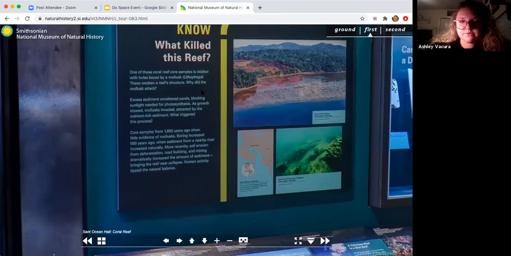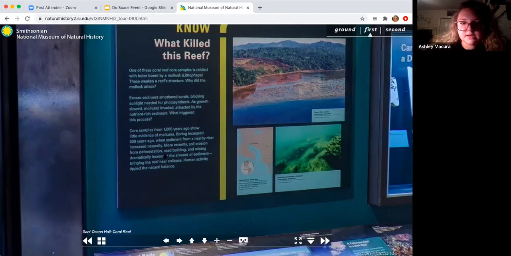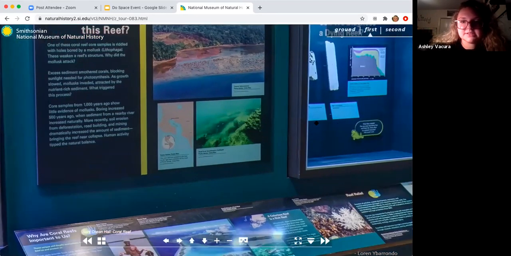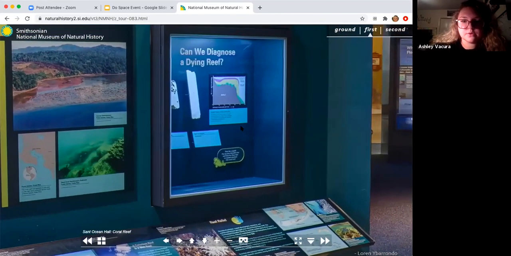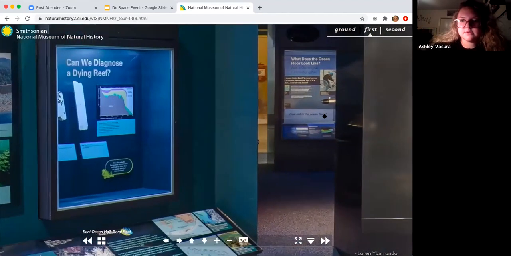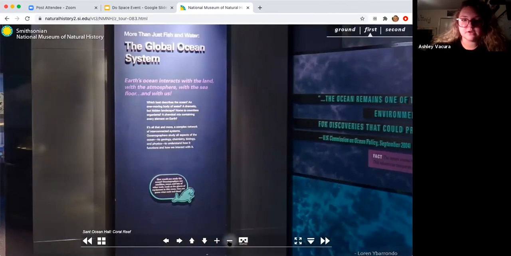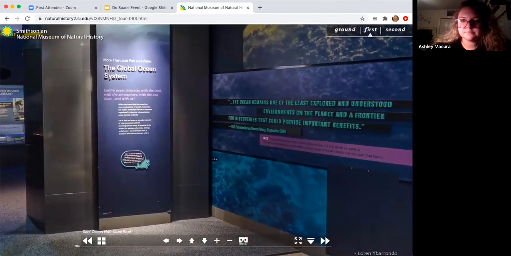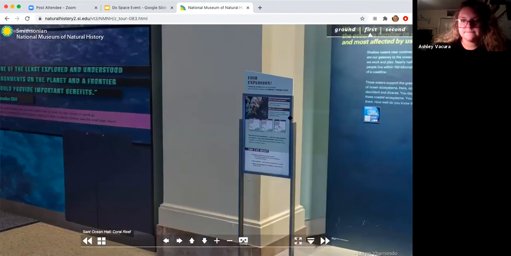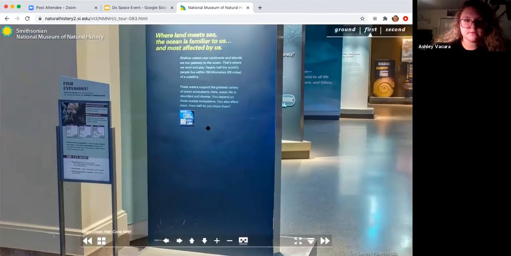So this one says this coral reef was killed by a mollusk, which is a type of animal. It weakened the reef structure and basically created a bunch of holes in it, so it died. Which, as I said, is not good because a lot of fish rely on these coral reefs to survive. So they are very, very important, just like trees are important for us because we use them for oxygen. So yeah.